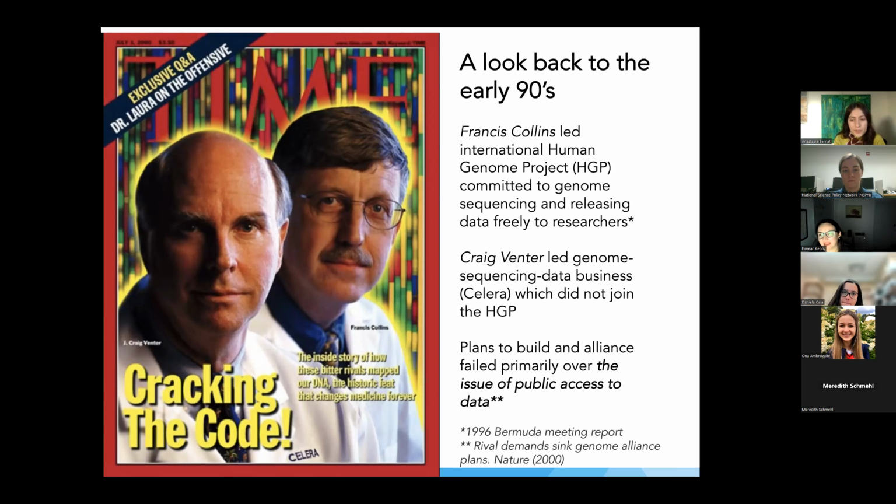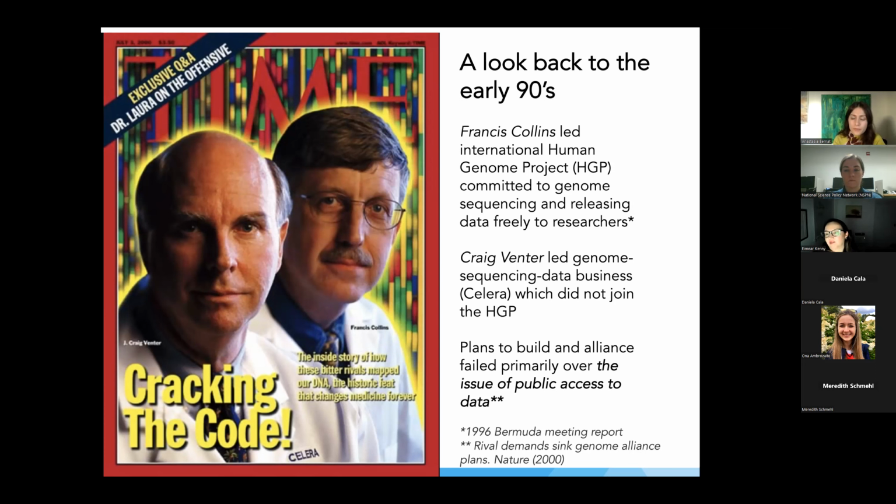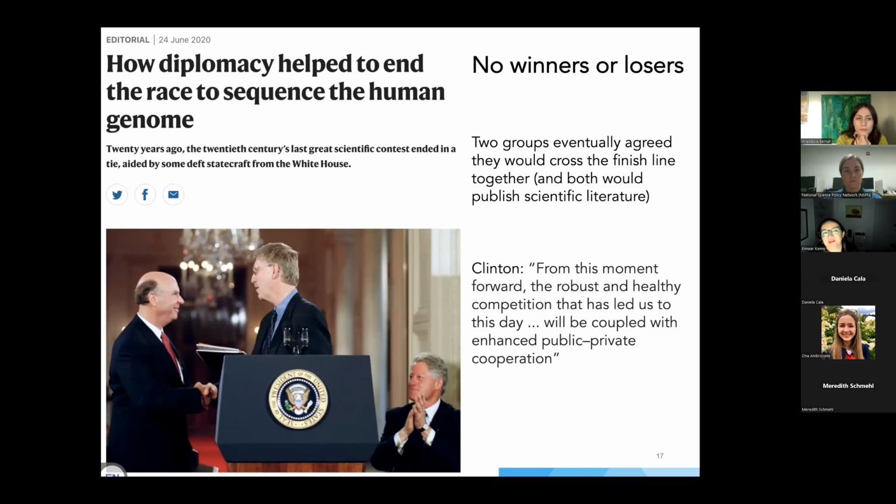And a large part of the acrimony between the two groups with a similar aim was really around this issue of public access to data. So there was a lot of disagreement and really a failure to build an alliance across federally funded research and industry because of a disagreement of views regarding public access to data. And it was really, in the end, diplomacy that helped to bring the two sides together in a way that there was really, at the end, no winners, no losers, and much more collaboration and cooperation.